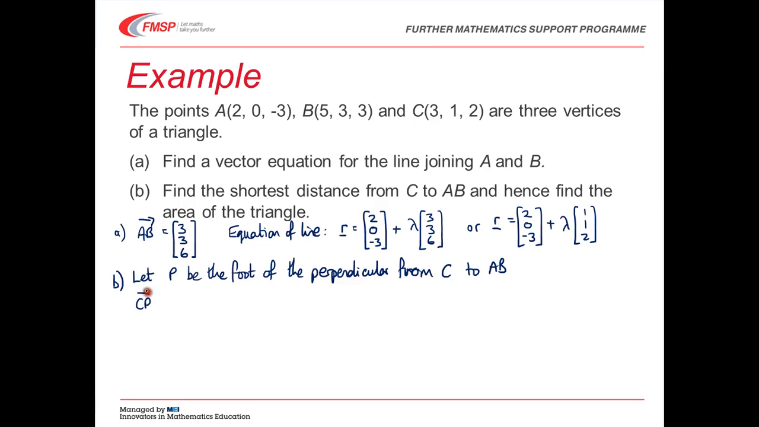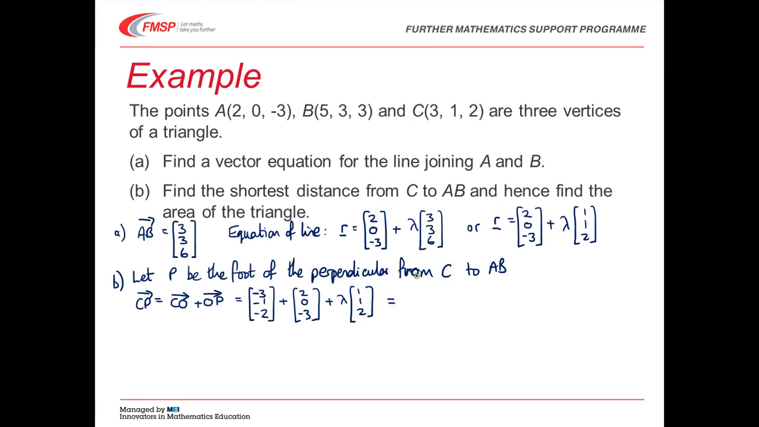Then the vector CP is a vector to get me from C to the origin plus a vector to get me from the origin to P. So from C to the origin I've got to go backwards, so that's (-3, -1, -2). P is a point on the line, so I just need to get onto the line, (2, 0, -3), and then to move along the line an unknown distance lambda in the direction (1, 1, 2).